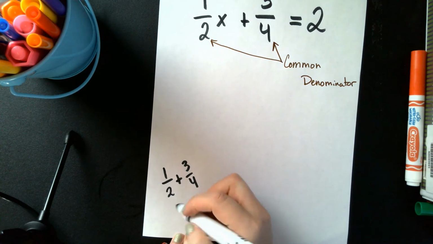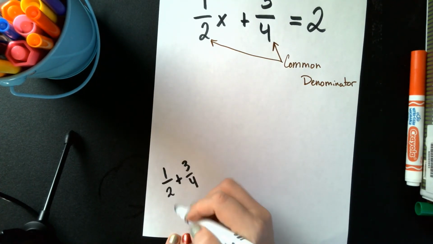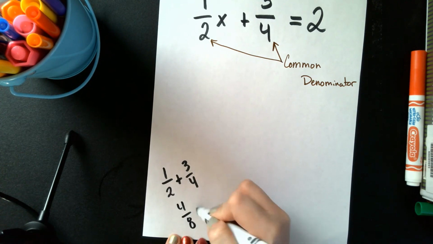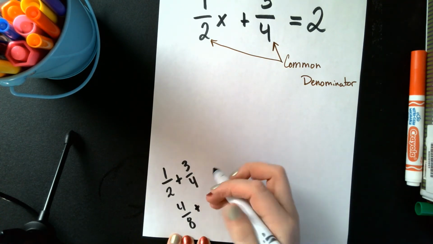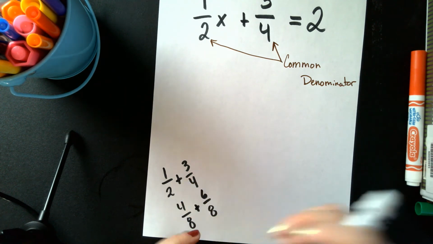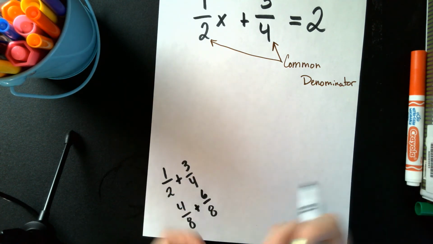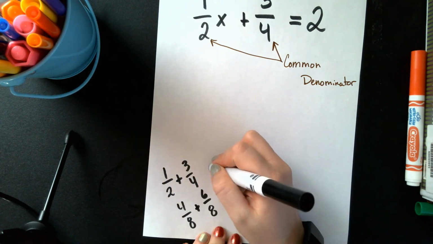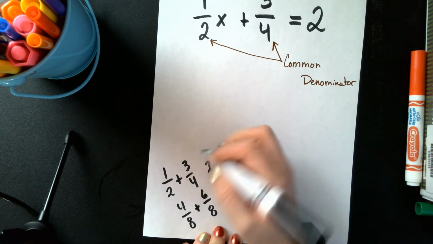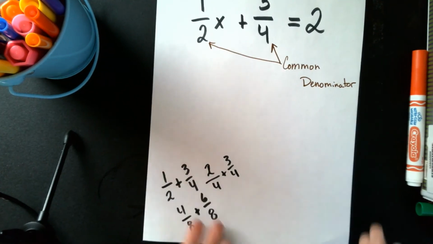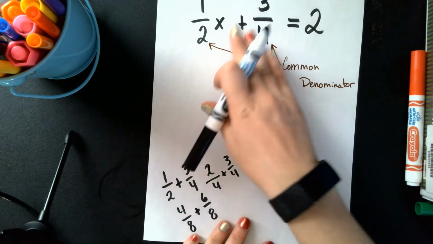I could make both of these 8, so I'd have to multiply top and bottom by 4 in this case, so I'd have 4 over 8, and then I'd have to multiply by 2 in this case, so I'd have 6 over 8. That would work, but 2 goes into 4. So I could just make 2, 4 and not have to deal with this guy at all, which would put me at, I need to multiply everything by 2 over here. Boom, common denominator found.